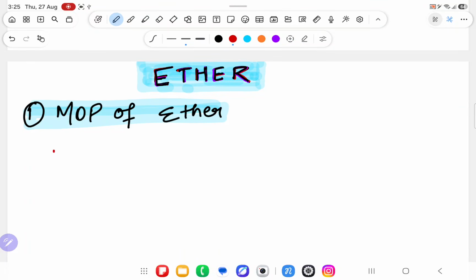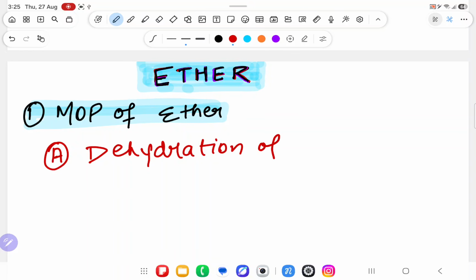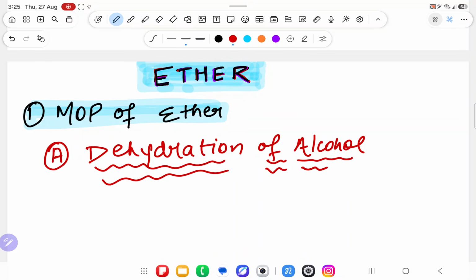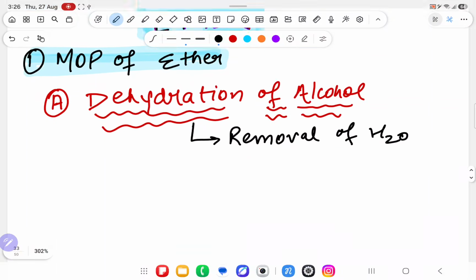First we will prepare ether by the topic called dehydration of alcohol. Everyone knows that dehydration means loss of water, removal of water. So when you remove water from alcohol, you will get ether.